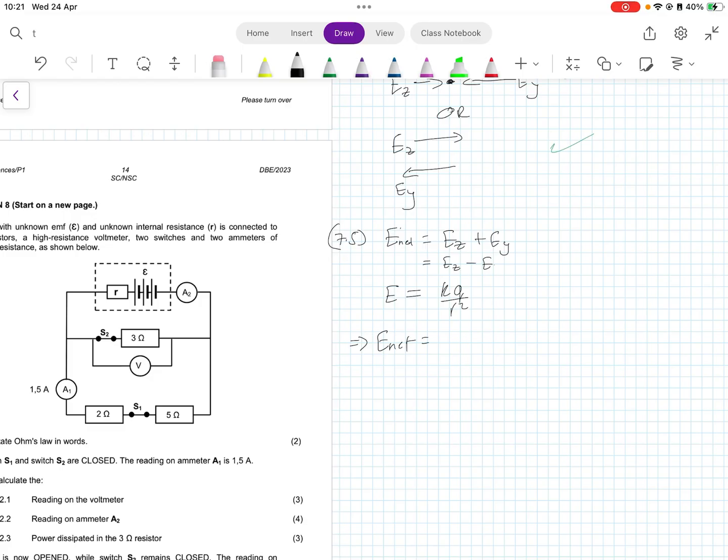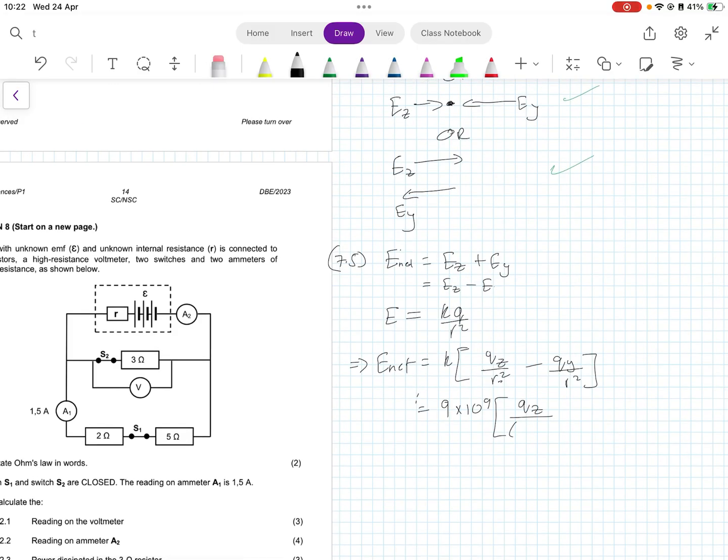Therefore, E net is equal to K all into QZ over R squared minus QY over R squared. Okay, that's gonna be 9 times 10 to the power 9, which is our Coulomb constant, multiplied by QZ, because we don't know what QZ is. That is what we are trying to find. The given distance between X and Z is thus 0.01 squared minus QY is given as 7.2 times 10 to the minus 9. And the distance is 0.03 squared.